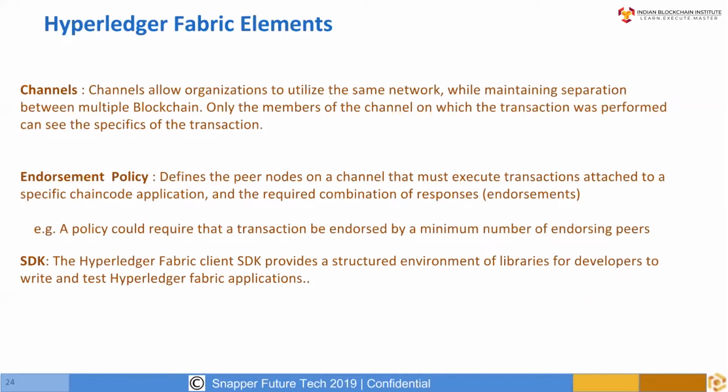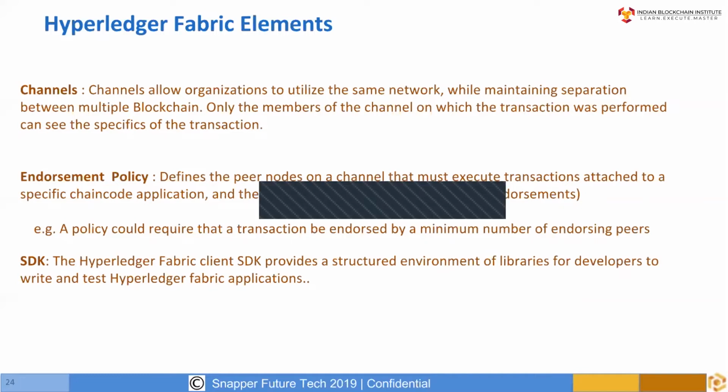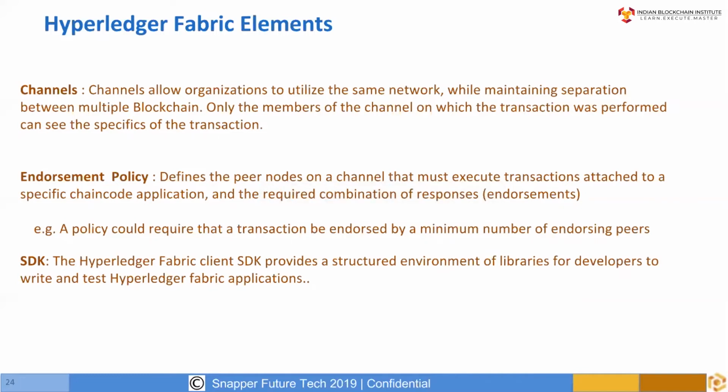There is something called an endorsement policy. The endorsement policy defines the peer nodes on a channel that must execute a transaction attached to a specific chaincode application, and requires a combination of responses. Basically, endorsement here is validating the transaction. Endorsing peers have their certificates. You have to attach the certificate, sign the transaction and validate the transaction. That is what endorsing is.